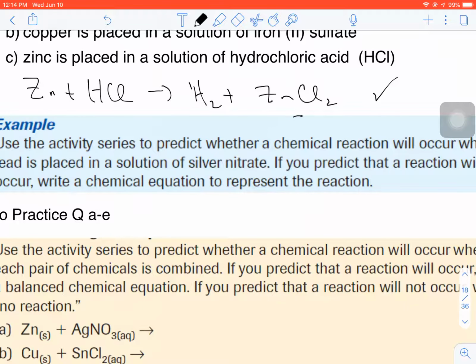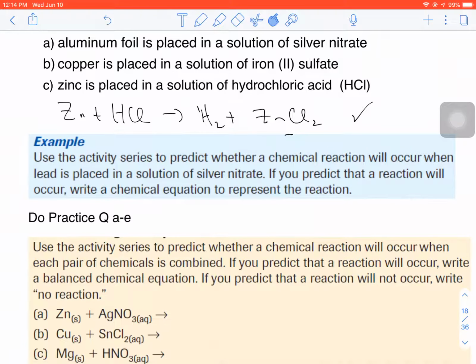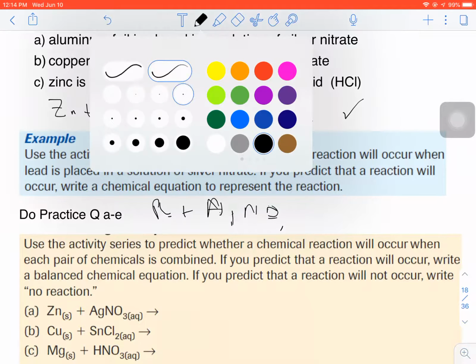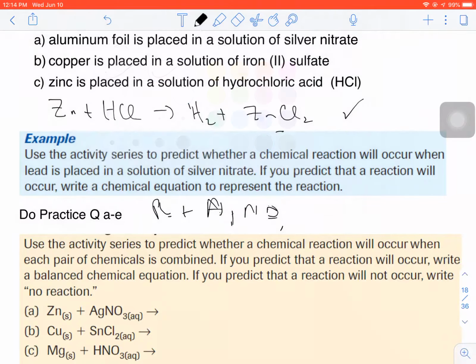Okay, so the last one, there's an example there. It says, use the activity series to decide whether a chemical reaction will occur if lead is placed in a solution of silver nitrate. So I've got lead and silver nitrate. Now if it reacts, the silver should come off, and the lead should join the nitrate. And the most common ion for lead is lead 2. So the question, which is higher, silver or lead?